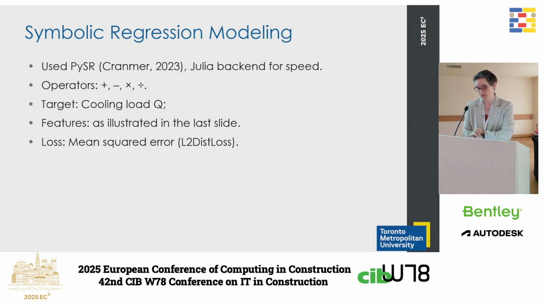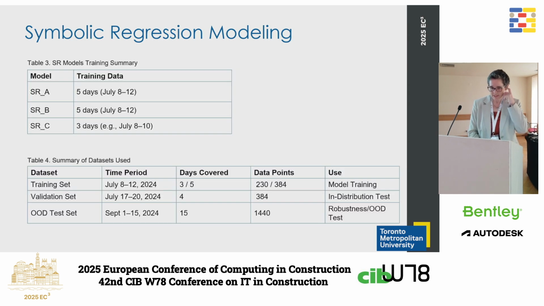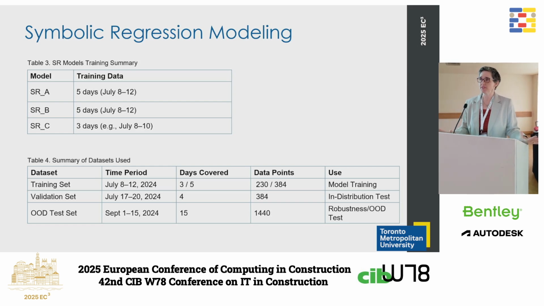Our target was the cooling load, so that's what we were trying to calculate. And we used the features as we saw them. We were doing an L2 distance loss function to try and minimize the error on our fits. So we were trying to be really aggressive. Like I said, one of the things we wanted to look at was to see how quickly we could retrain the model. We'd initially started working with a couple of months of data, but we decided to push it and see how short a training window we could use.